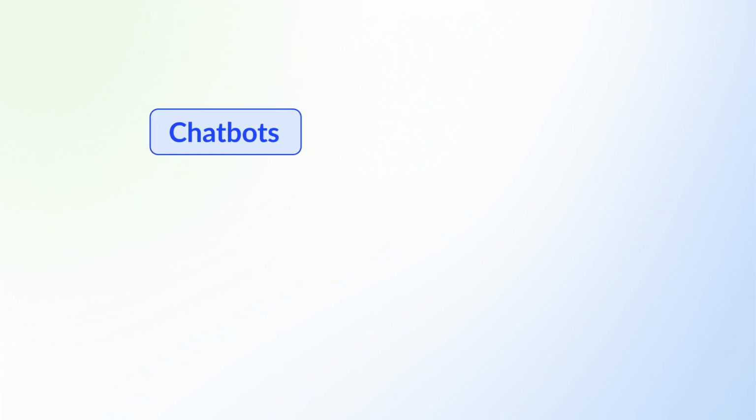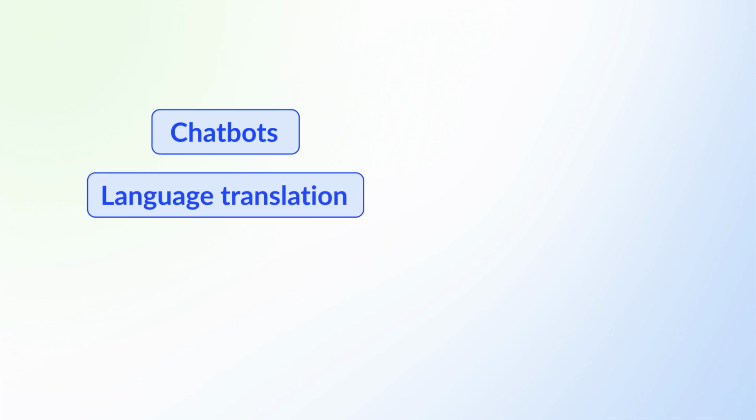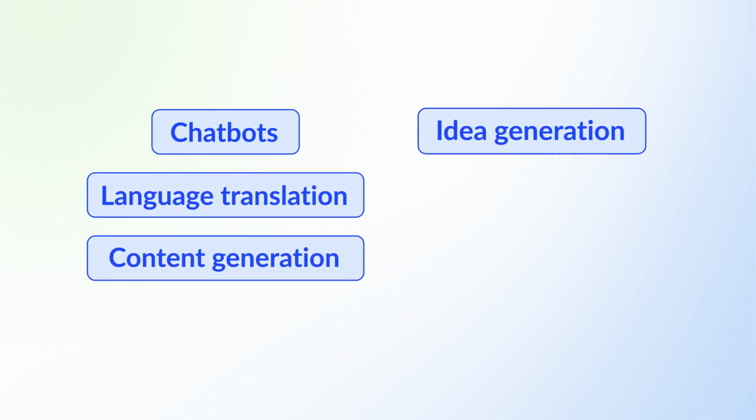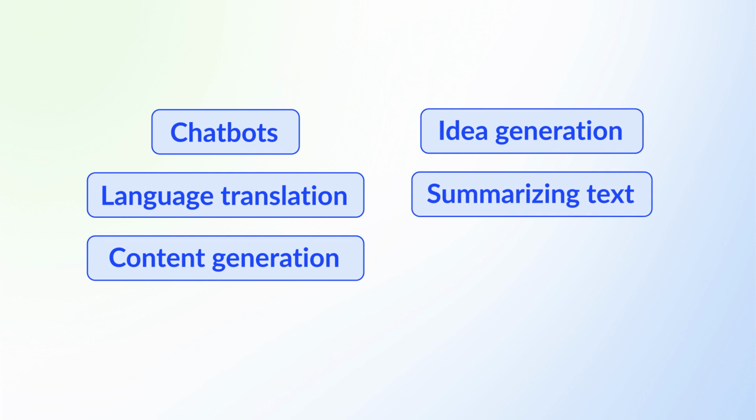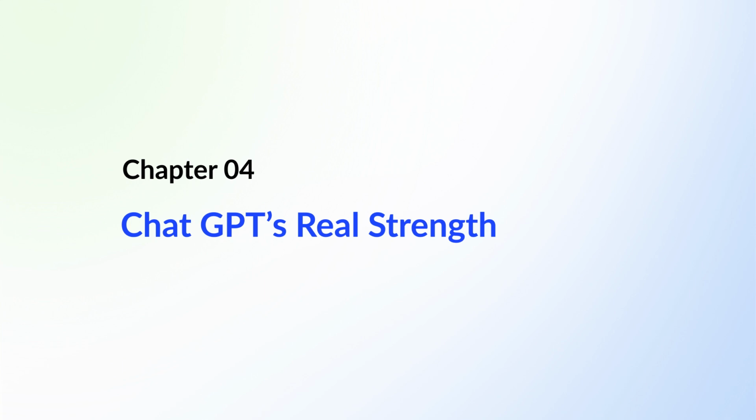ChatGPT can be used for a wide range of applications, including chatbots, language translation, content generation, idea generation, summarizing text, and research, to name but a few. ChatGPT is already being used by many digital platforms, from customer service chatbots to language learning platforms.